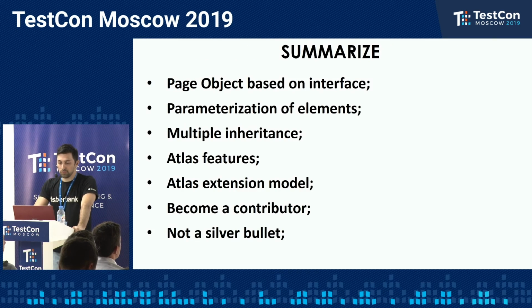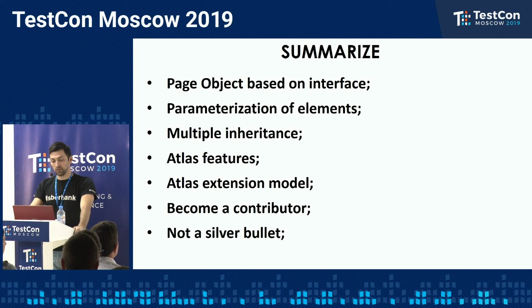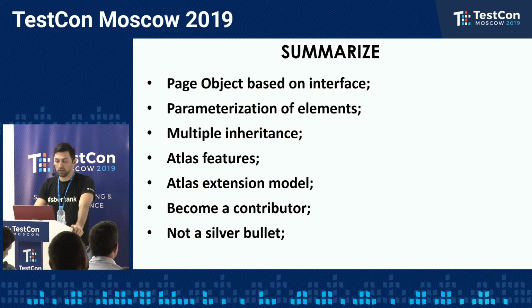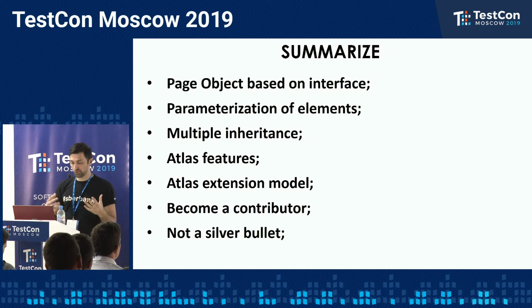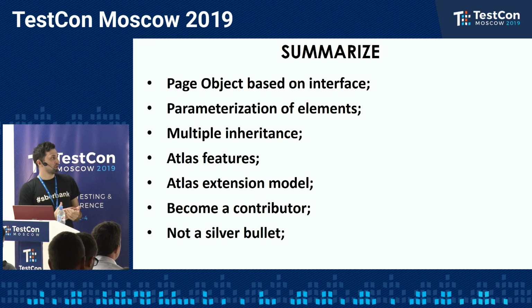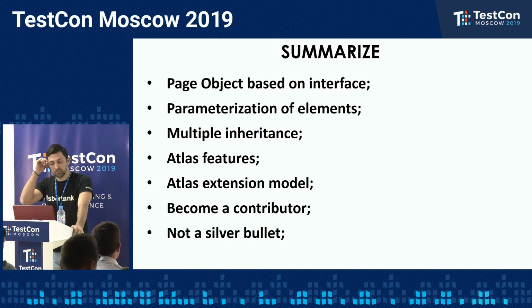Those things are not mandatory. So we're on the finish line, so let's summarize. I've shown you how you can implement page object based on the interface. I've shown you how you can parameterize the elements because we use methods, and how you can use multiple inheritance. I showed you some Atlas features and extension points. And this instrument is not a silver bullet, not a panacea. It's just a tool with a new approach.